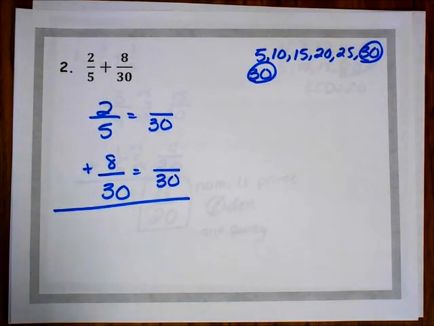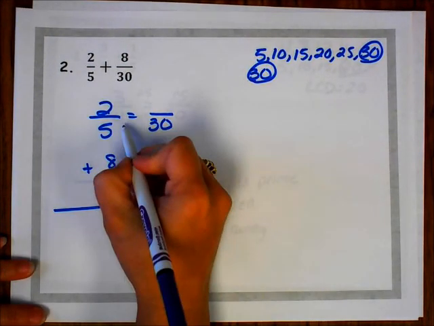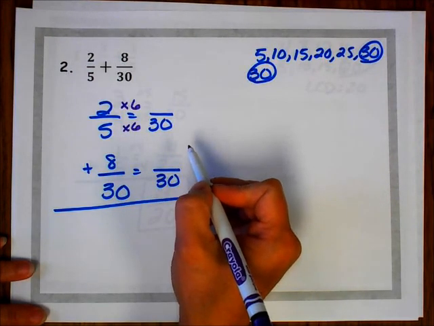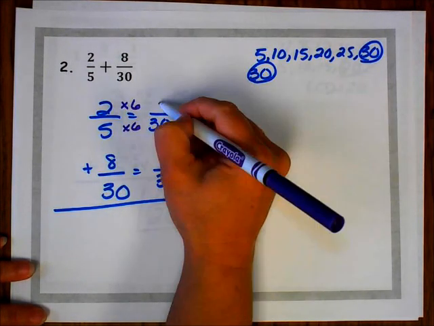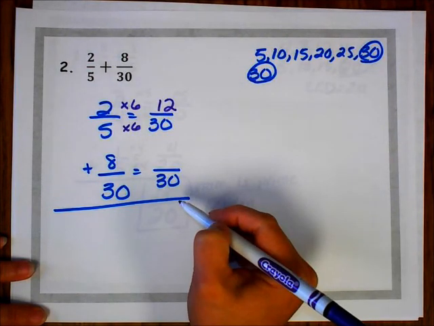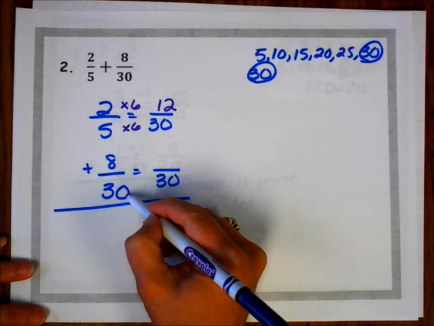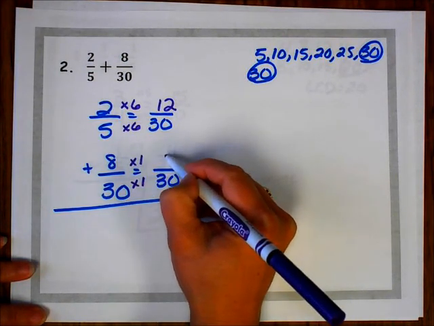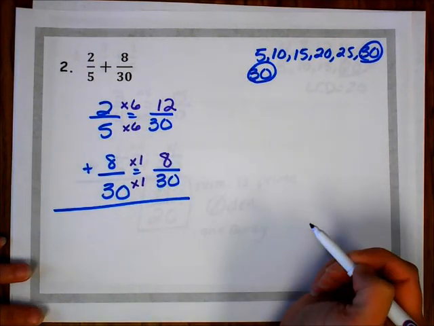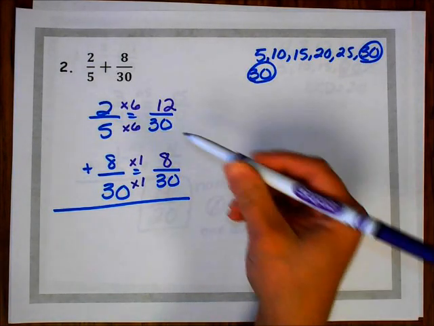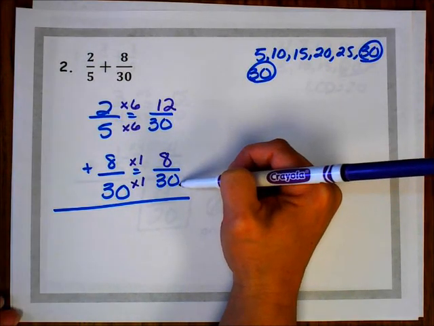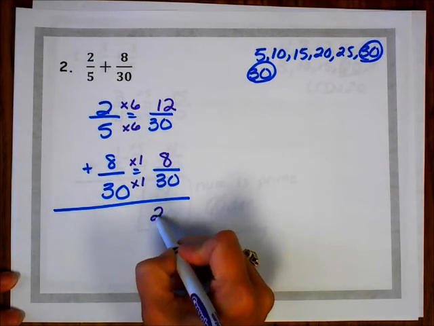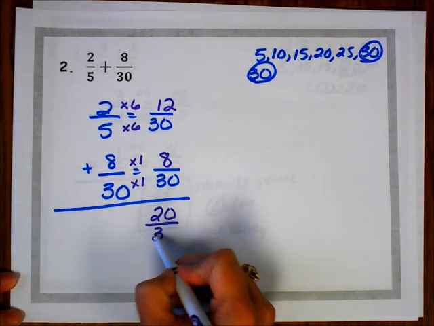Now I'm going to find my equivalent fractions. 5 times 6 is 30, so times 6 for the numerator. So 2/5 is equivalent to 12/30. Notice I didn't have to change my second denominator, so that's times 1. Remember, when I multiply by 1, it doesn't change anything. Now that I have common denominators, I can add. 12/30 plus 8/30 is 20/30.